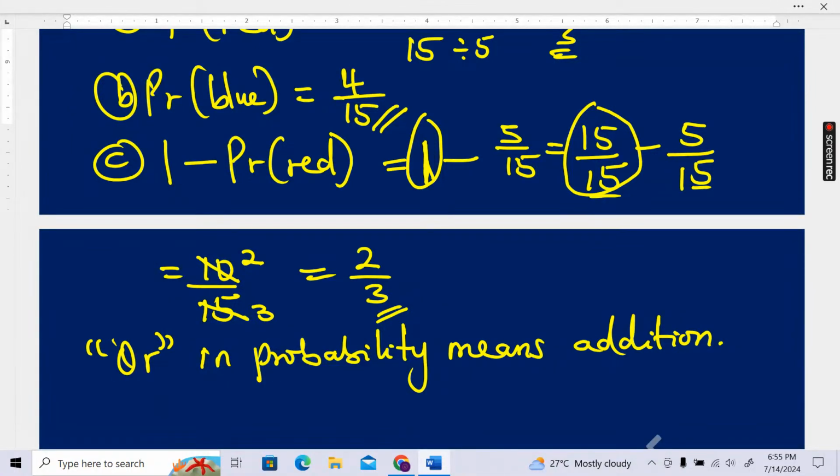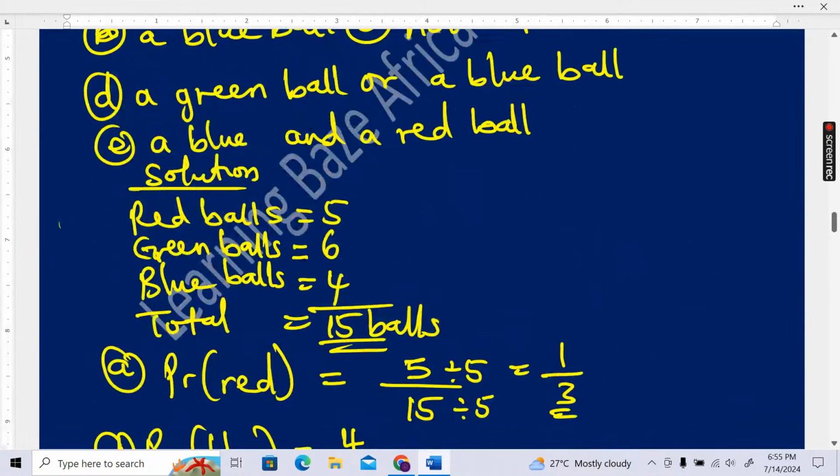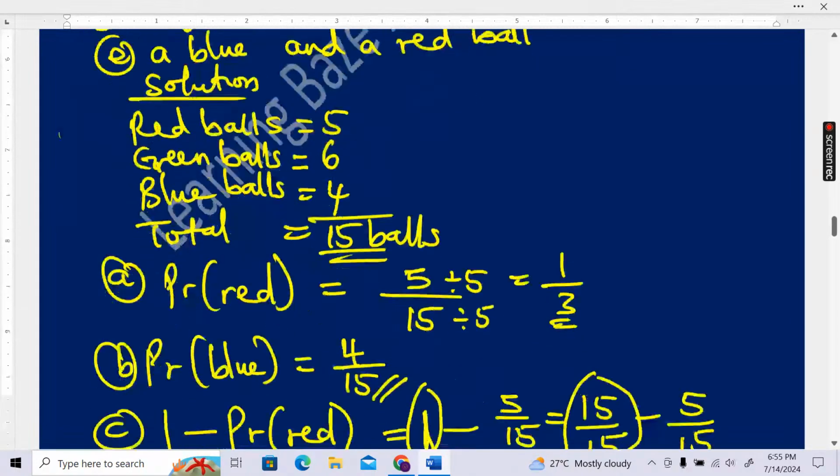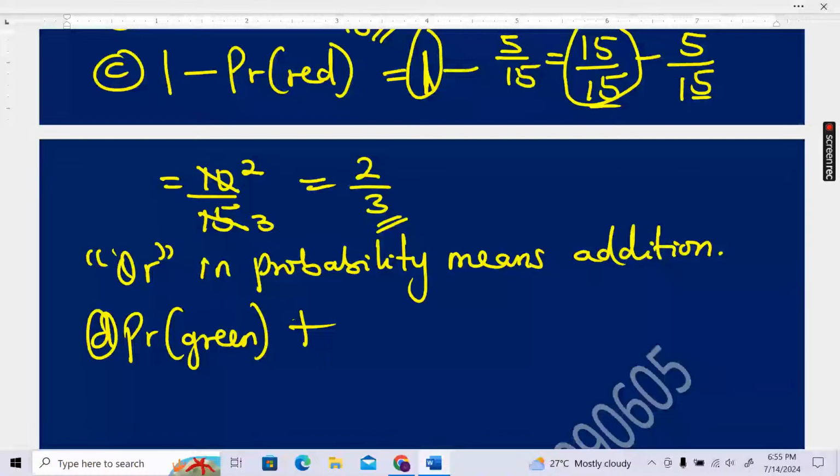Amazing. So the fourth question says, what is the probability that it is a green ball or a blue ball? A green ball or a blue ball? How many green balls do we have? Probability of green plus probability of blue. You know, I said or means addition.